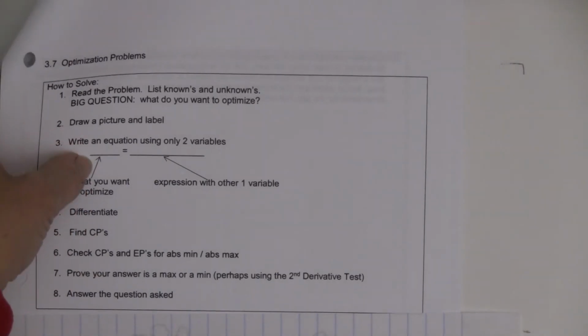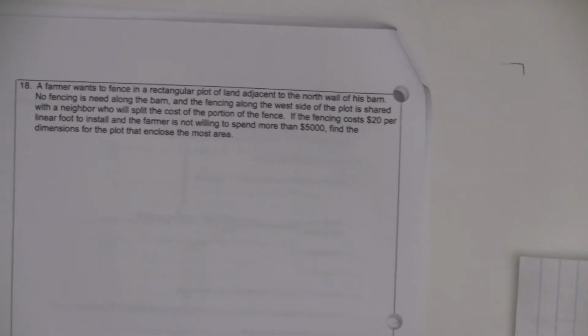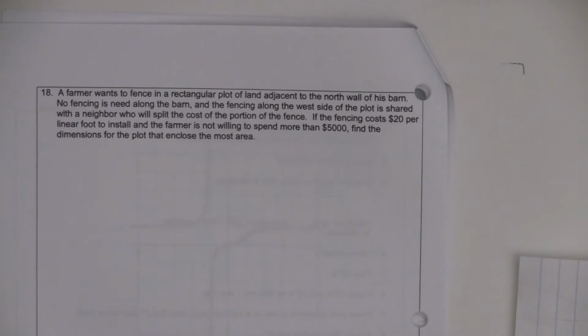So we'll look at the next page here where I have some examples. This is problem 18 from your textbook, and it says a farmer wants to fence a rectangular plot of land adjacent to a north wall of his barn. No fencing is needed along the barn, and the fencing along the west side of the plot is shared with a neighbor who will split the cost of that portion of the fence. If the fencing costs $20 per linear foot to install and the farmer is not willing to spend more than $5,000, find the dimensions for the plot that enclose the most area.